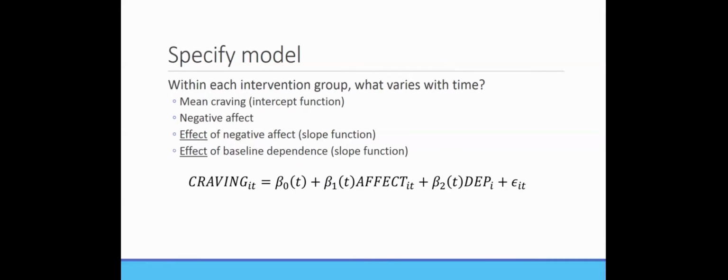We have craving for individual i at time t expressed as a function of an intercept that varies flexibly with time, plus a slope as an effect for negative affect for individual i at time t. And again, that slope is allowed to vary flexibly with time. And finally, we have an effect of baseline dependence, DEP, for individual i. It's static across time, but the slope is allowed to unfold flexibly with time. And we have our error term.